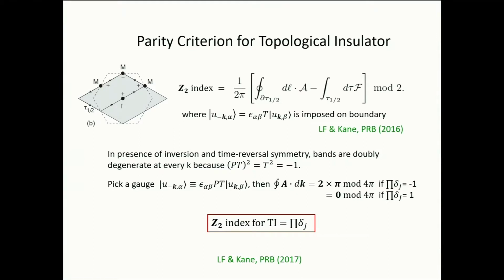But now there are both spin up and spin down species, right? So you get pi plus pi, which is 2 pi. So the integral of Berry curvature along this line m gamma n now becomes 2 pi. Okay, and so the Z2 index becomes 1 if the product of the parity eigenvalues is -1. On the other hand, if the product of parity eigenvalues is +1, then the line integral of Berry connection is 0. So once again, what we see is that the Z2 index just becomes the product of parity eigenvalues at high symmetry points.